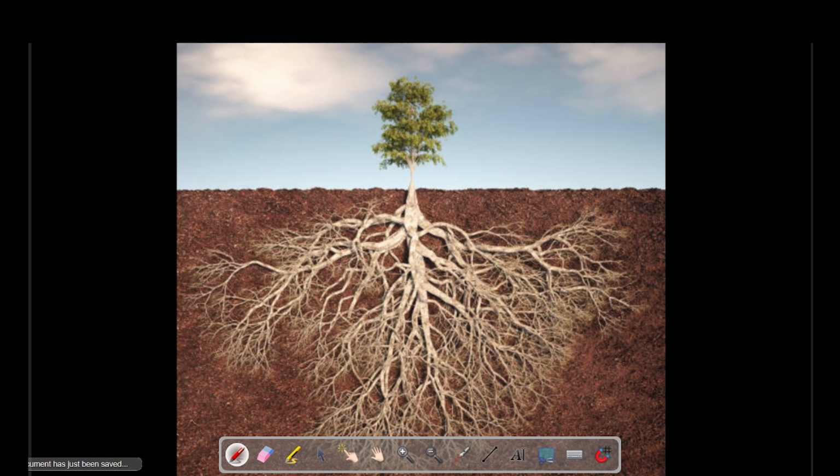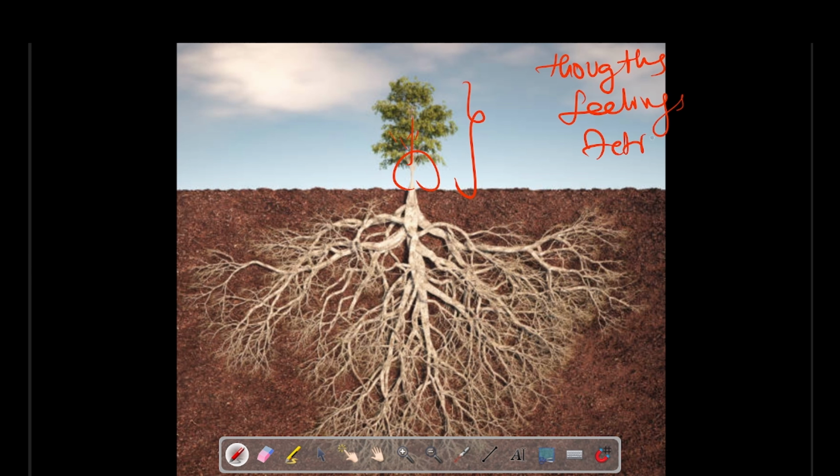So let's see another example. Just like the iceberg, I created another metaphor for you for clearer understanding. All of you see the tree here. The tree which is above the ground is visible to us: the trunk, the branches, the leaves. All these represent your thoughts, feelings, actions.